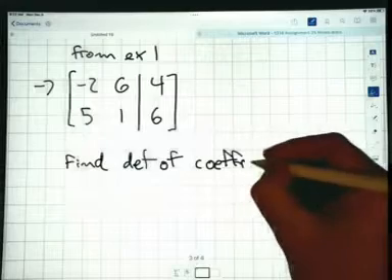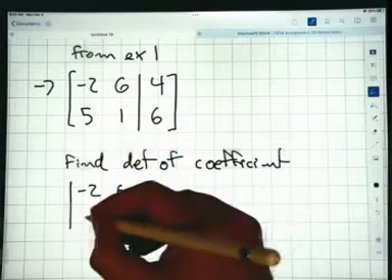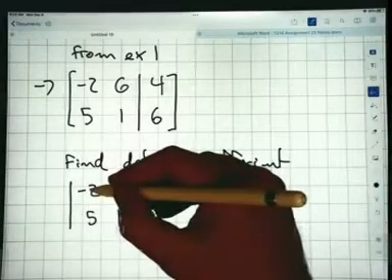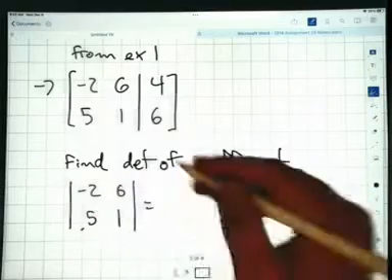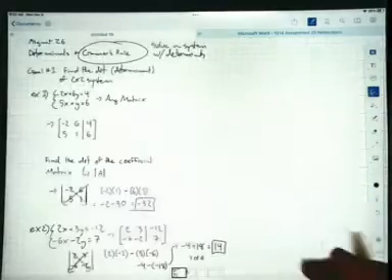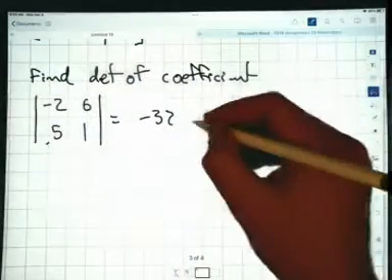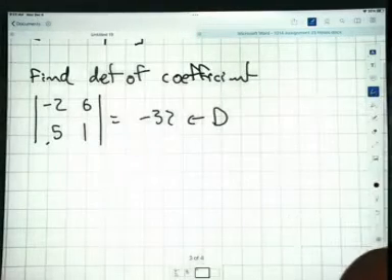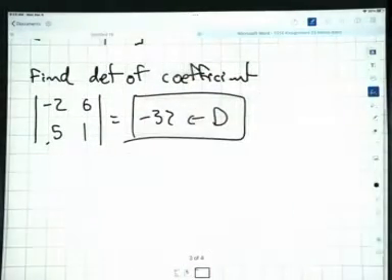Now we've already done that. That's going to be the determinant -2, 6, 5, 1. And we already know that to be equal to, well, I can just do real quickly, -2 minus 30, that's -32. Is that what we got? Yes, -32. Now, we're going to call this determinant capital D.